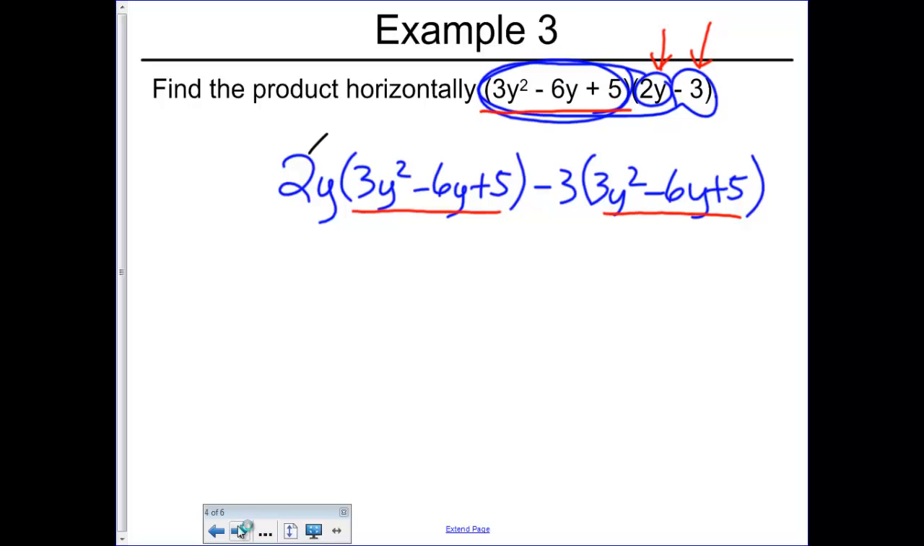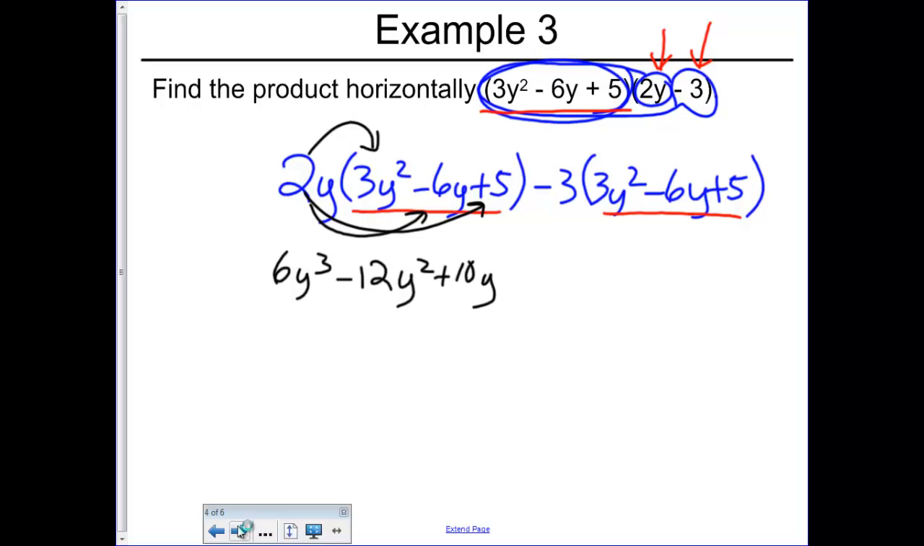Okay, so go ahead and multiply it out. We should end with the same answers we did on the previous page. 2y times 3y squared gives you 6y cubed. 2y times a negative 6y gives you a negative 12y squared. And a 2y times positive 5 gives you a positive 10y.